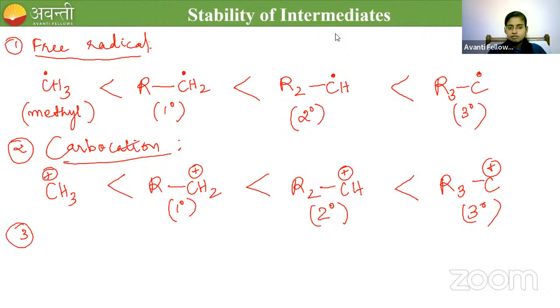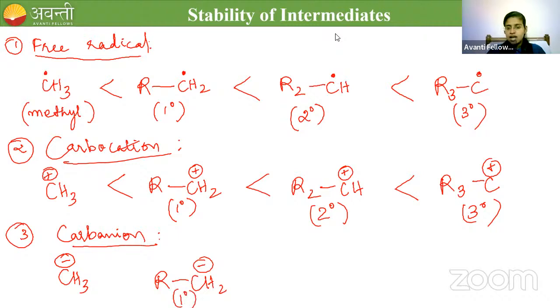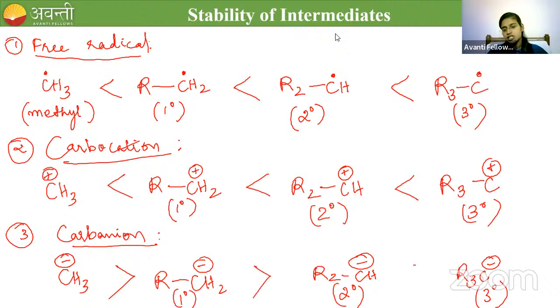Now, let's go for carbanion. What is the formula for methyl carbanion? It is CH3 minus. So this is methyl carbanion. RCH2 minus is called primary carbanion, R2CH minus is called secondary carbanion, and R3C minus is called tertiary carbanion. Now, if you look into the stability order, the methyl carbanion will be more stable, then primary, then secondary, and then tertiary. Clear? So the free radical and the carbocation follow one order, and the carbanion order is the opposite of the other two.